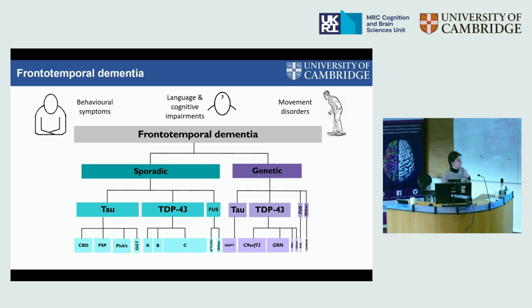For those who are not familiar with frontotemporal dementia, it is a spectrum that encompasses a lot of different clinical manifestations that can present with behavioral symptoms, language and cognitive impairments, but also some movement disorders. And it's very complex what is behind these clinical symptoms. Cases can be sporadic or genetic, and associated with different pathologies.